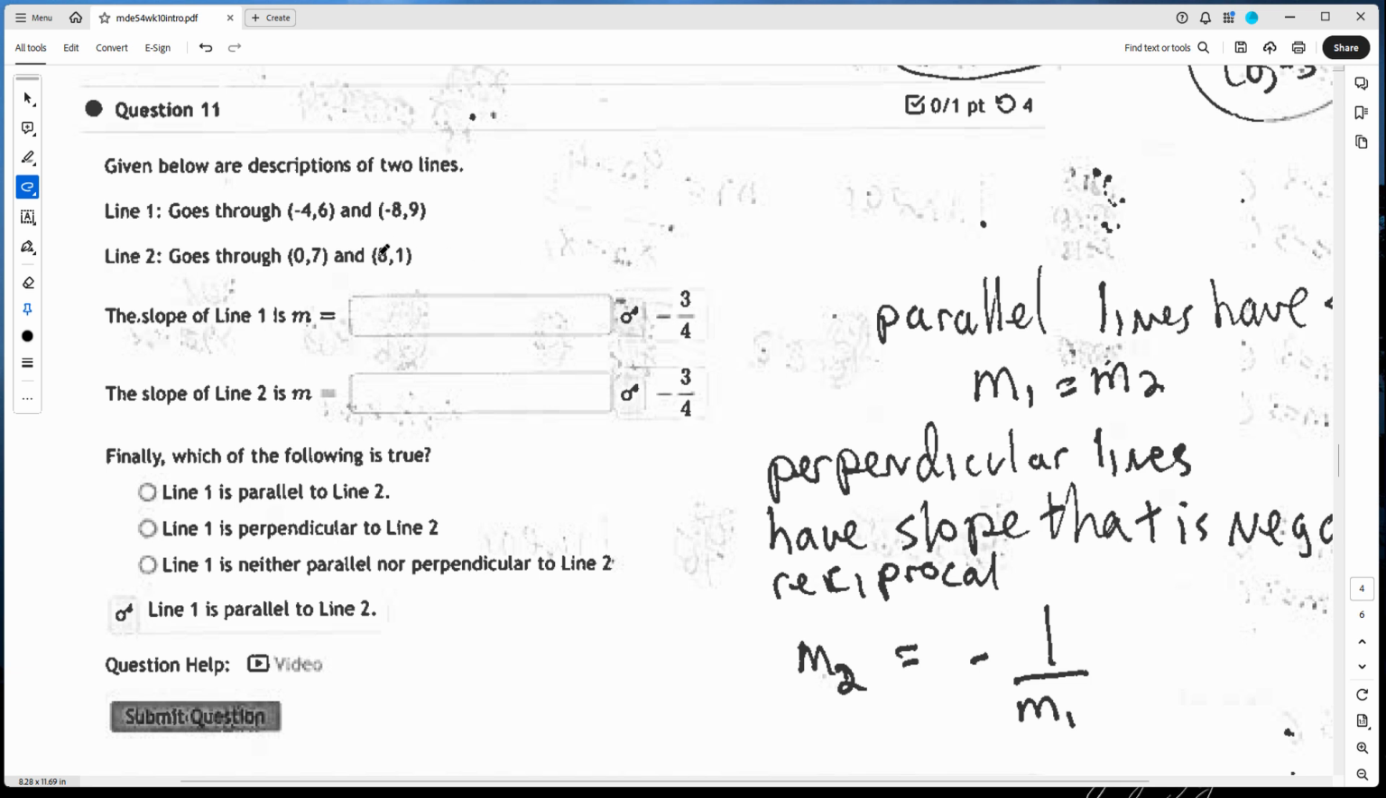And then for line 2, find the slope. In this case, it's -3/4. What does that mean? Parallel lines have the same slope, where the slope of the first line is equal to the slope of the second line. And that is what we have here. Line 1 is parallel to line 2, and that's all they ask you to do. So you end up finding the slope of those 2 points and comparing them.